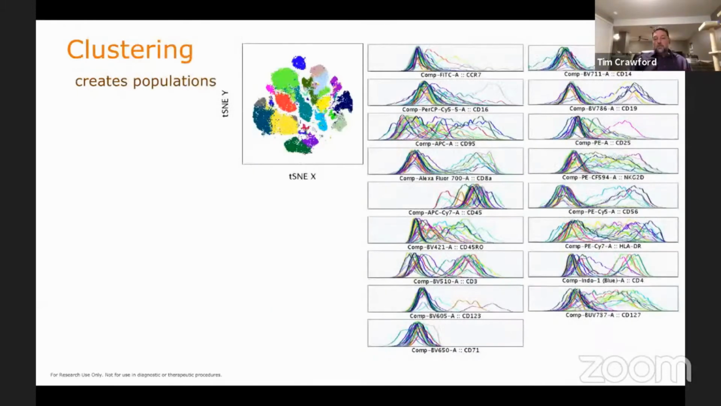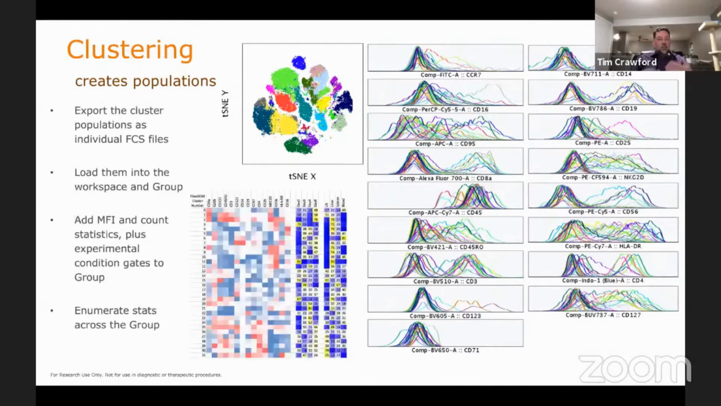Now, clustering will do something like that. It just subsets the entire data space without you manually drawing gates around peaks. And the clustering algorithms will produce a whole bunch of populations, and then you need to visualize them. You need to call the phenotypes, you need to determine how those clusters change.